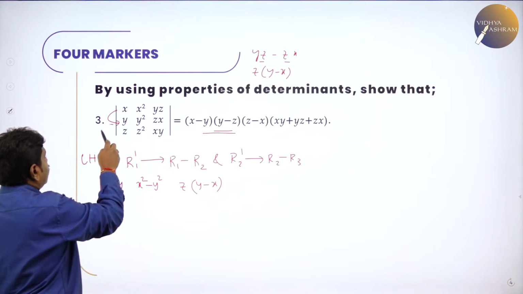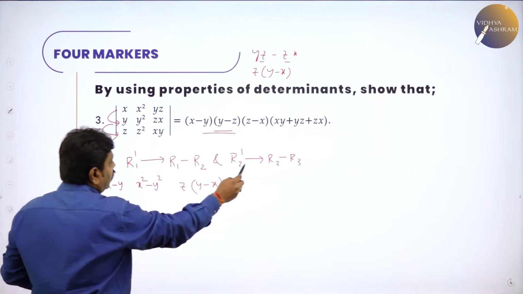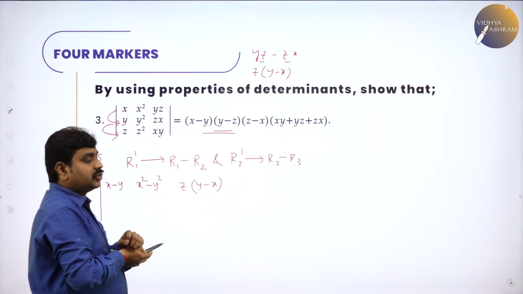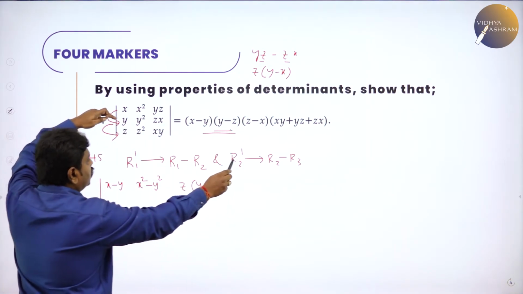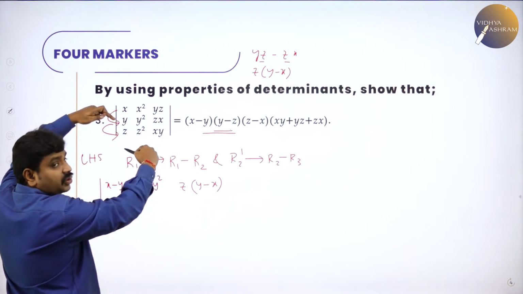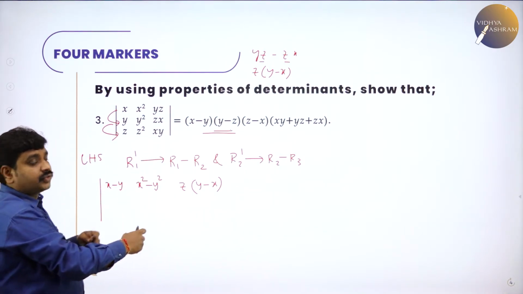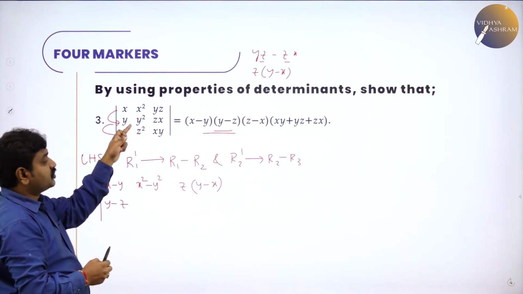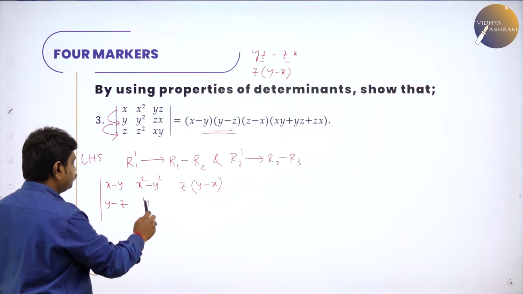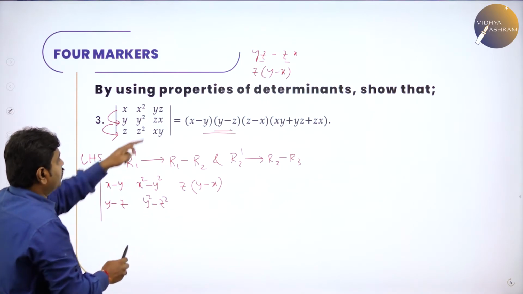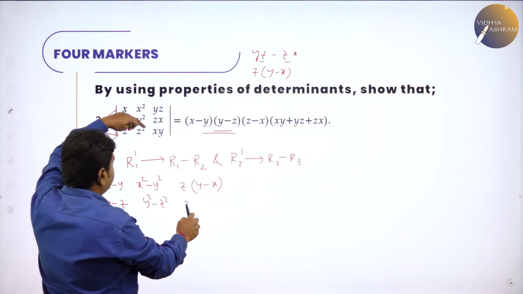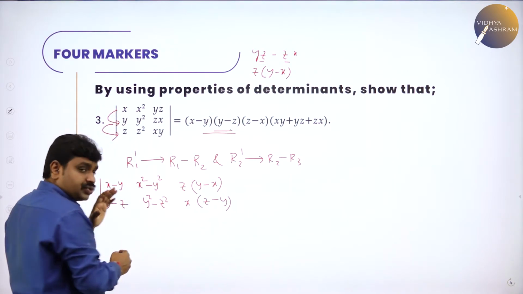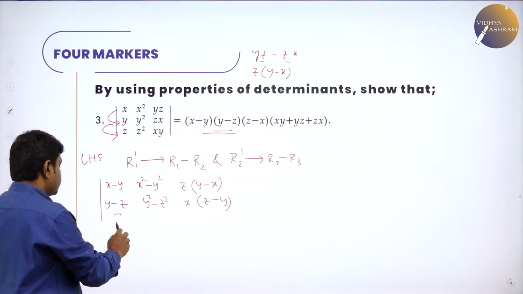Then R2 is this. R2 is what? R2 minus R3. Why am I doing this? Because I want this term y minus z. So y minus z is possible when I do R2 minus R3, second row minus third row, corresponding elements subtracted. So y minus z, then y square minus z square. Similarly here these two commonly contain x, x I'll write out, and then I'll have z minus y. Then the last row we are not disturbing, write as it is: z, z square, xy.